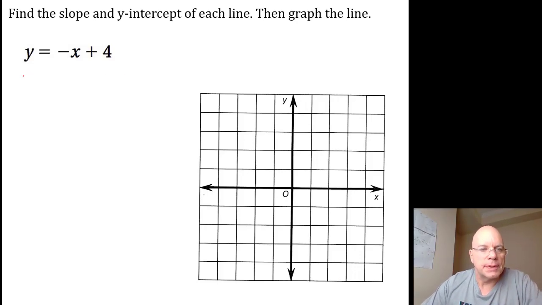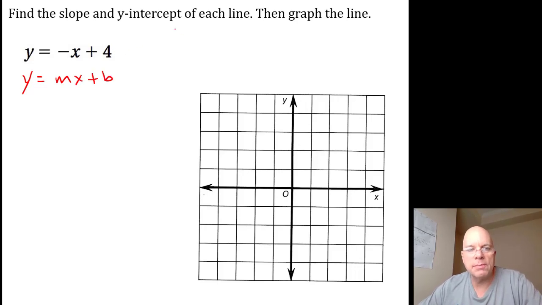Okay, this one gets a little bit trickier. Y equals mx plus b. The b is not tricky. The b is 4. So the y-intercept is 4, so that the line crosses the y-axis at positive 4.